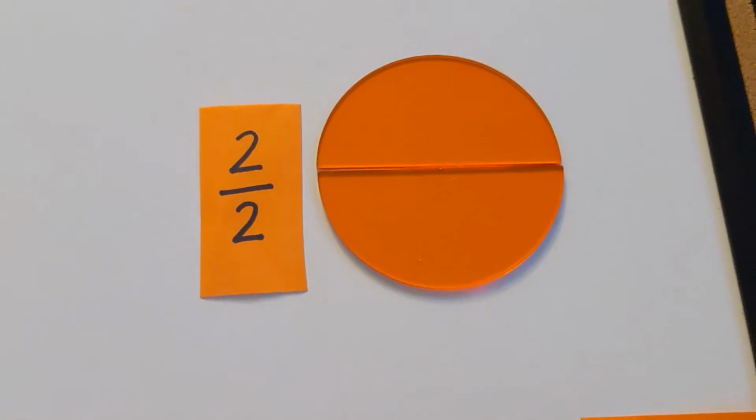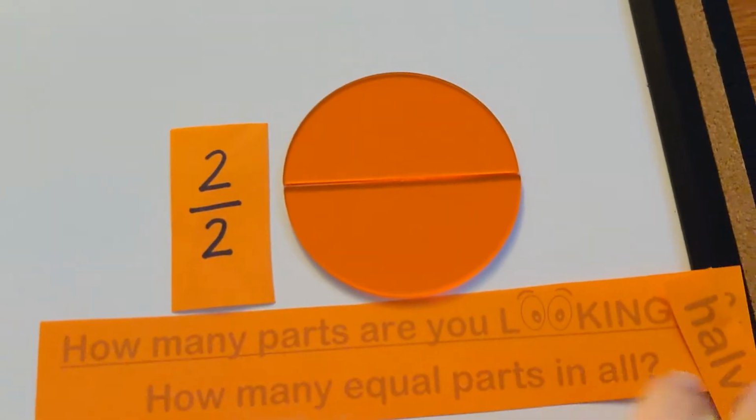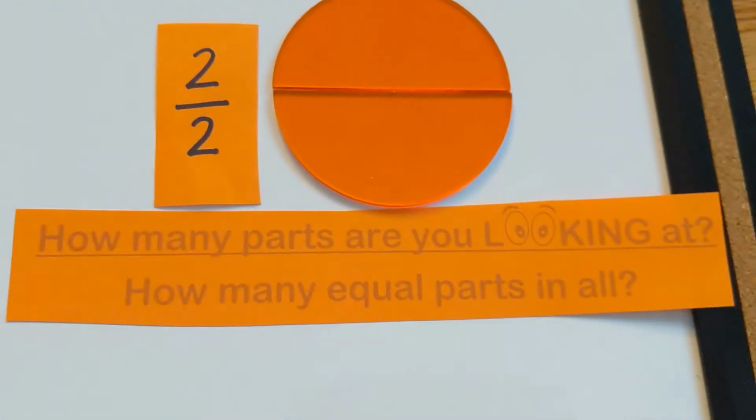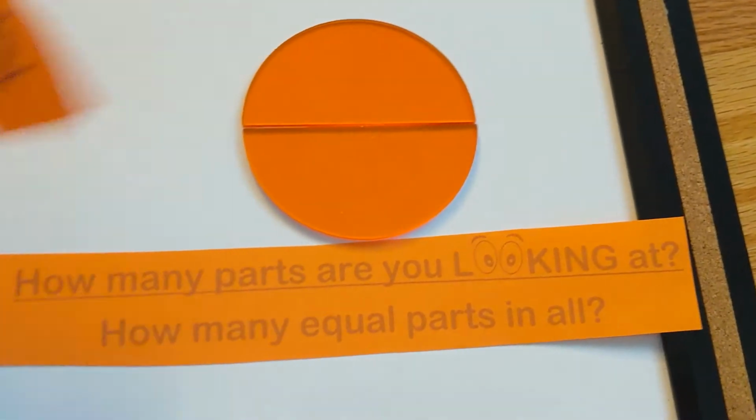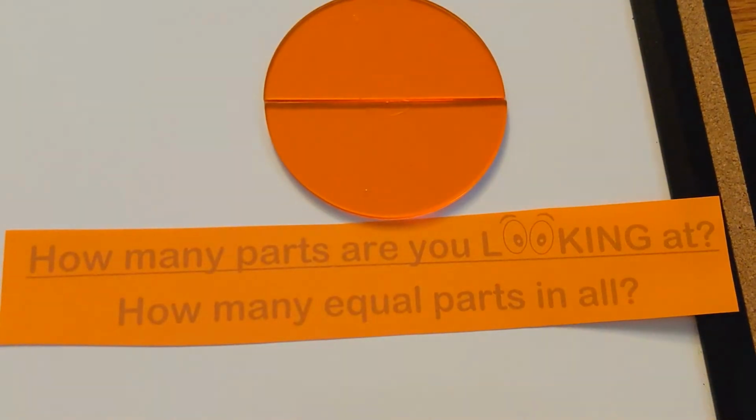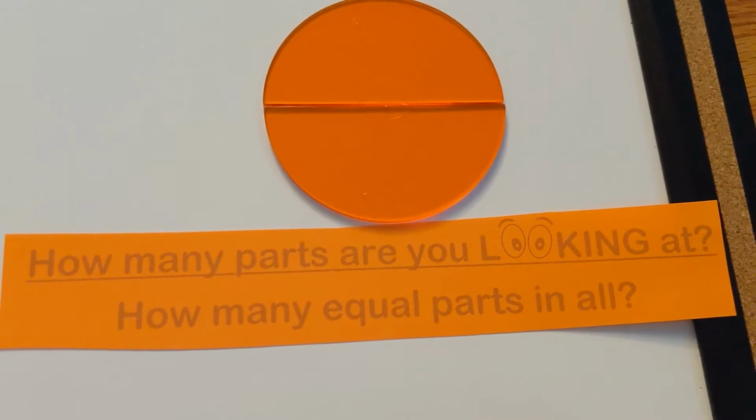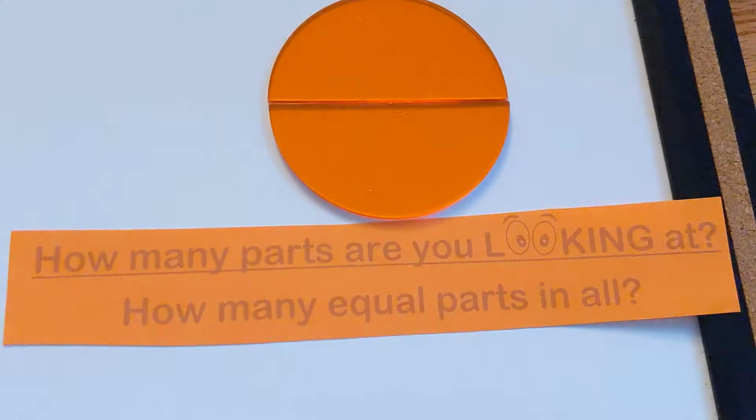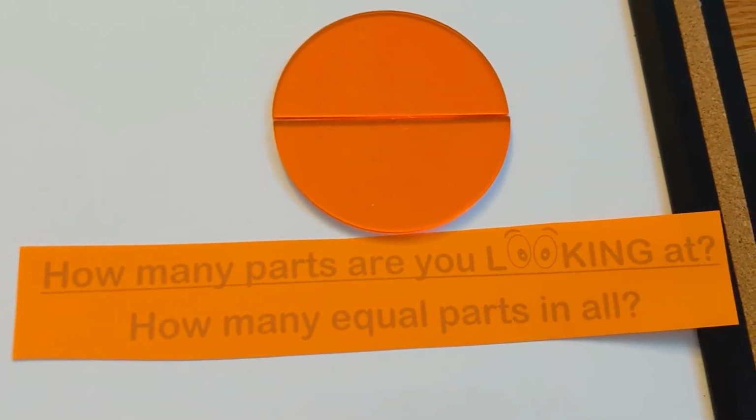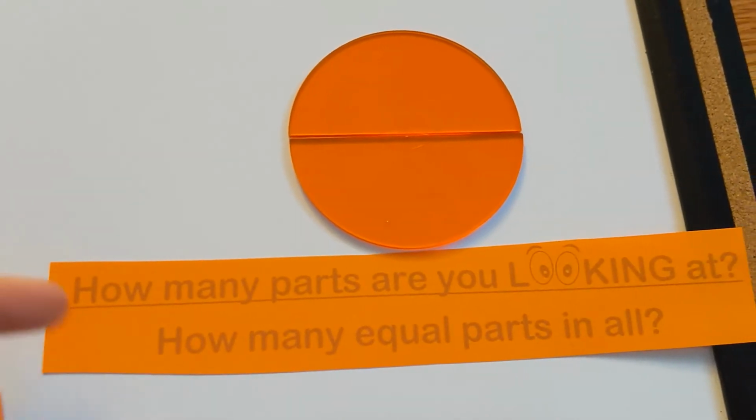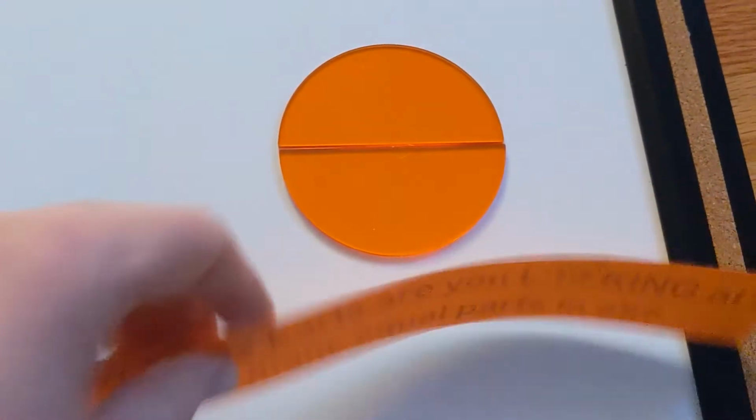So I want to give you a quick reminder that when I have a numerator and a denominator, the number on top is talking about how many parts you're looking at, and the number on bottom tells me how many equal parts there are in all. So the numerator, the denominator. Let's keep that in mind for this lesson.